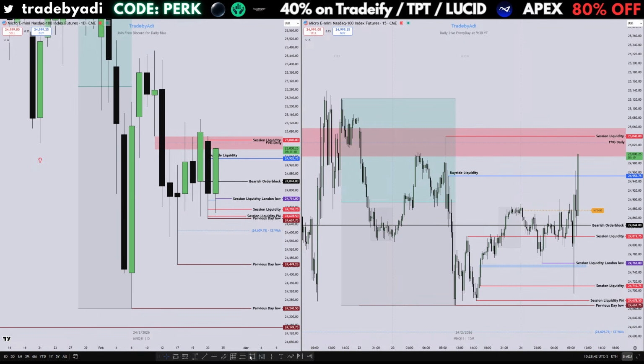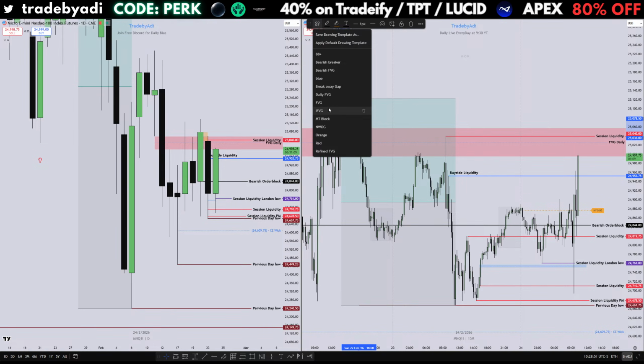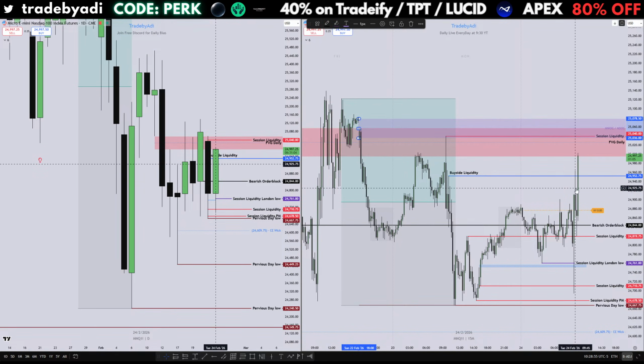But we also have this new week opening gap. This is this week's new week opening gap. You need to have this in your charts.